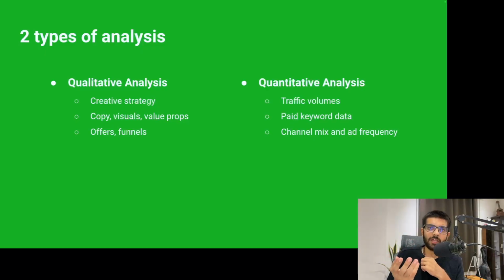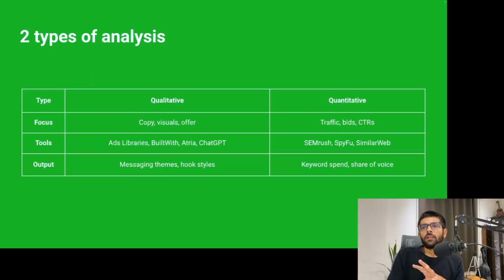What sort of things do we do over here? Check the copy, check the CTA, check the value proposition, check the visual strategy that they are using, what kind of creative angles they must be testing, what kind of funnels they are using, what kind of offers they are using. Broadly speaking, the focus of qualitative analysis is more towards copy, visuals, offers, etc.